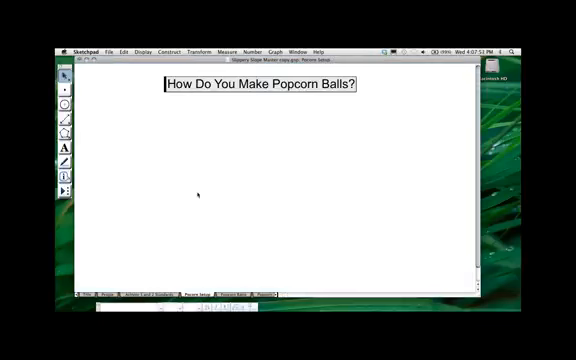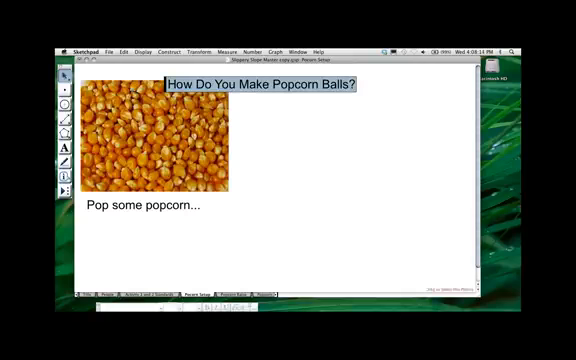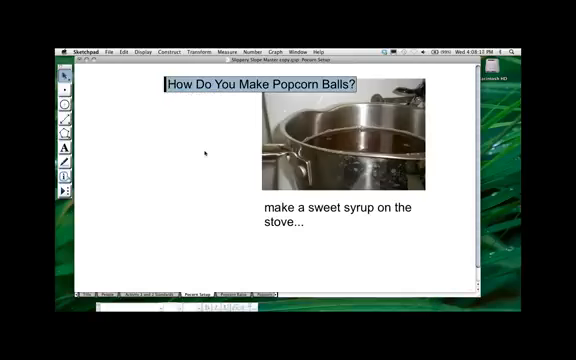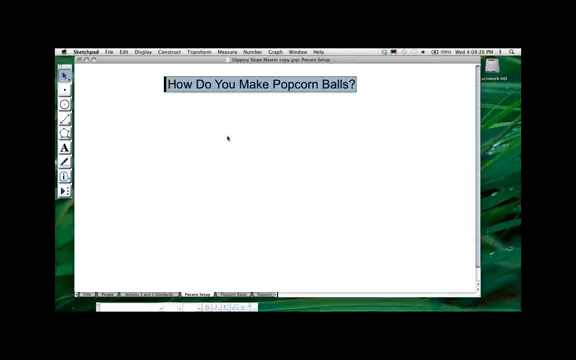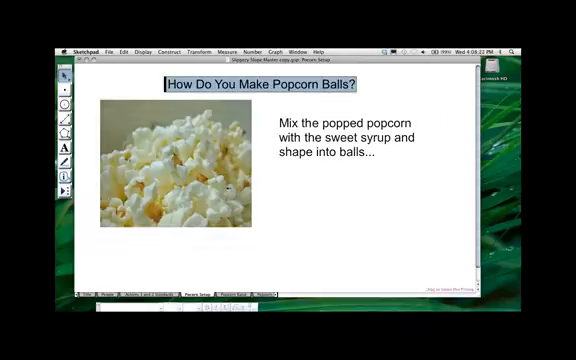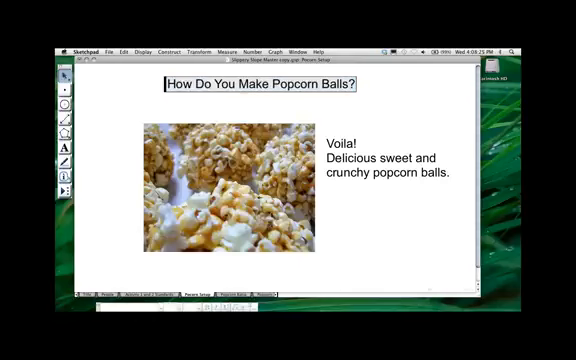In this activity, we're going to be talking about a club that is making and selling popcorn balls for a fundraiser. And it occurred to me that we might have some folks that don't know what popcorn balls are, because they're probably an American treat. So I thought I would give a little visual description of how you make popcorn balls. You start with some raw popcorn, pop it up. And on the stove, you make a sweet syrup. And you mix that syrup with your cooked popcorn and shape it into balls, and then you get delicious, sweet and crunchy popcorn balls.